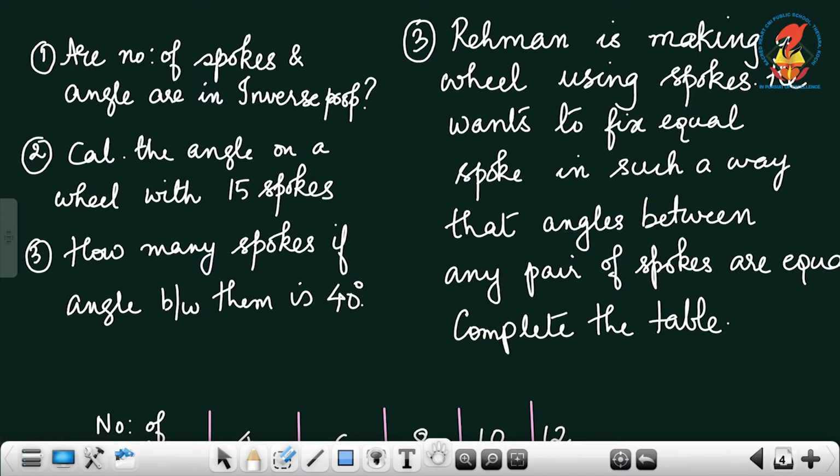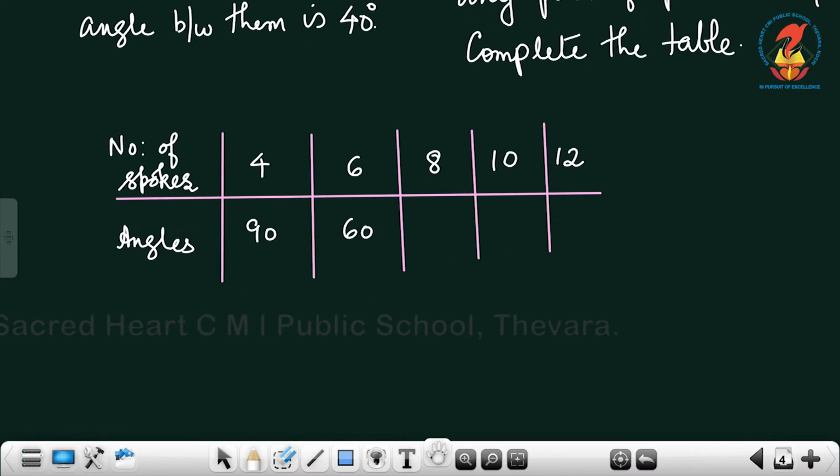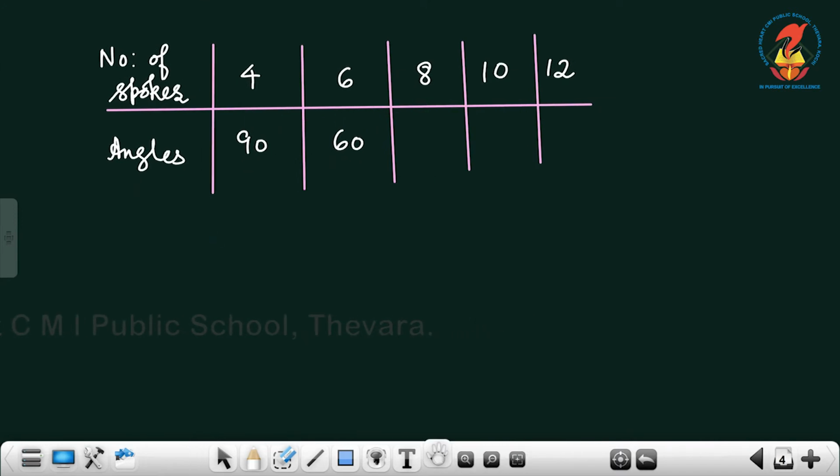When one quantity increases, the other quantity decreases. So which type of proportion is this? It is an inverse proportion. And what is the speciality of inverse proportion? When I take the product of the two quantities, it remains constant. So here there is a table given, number of spokes and the angle. We need to find the missing angles.